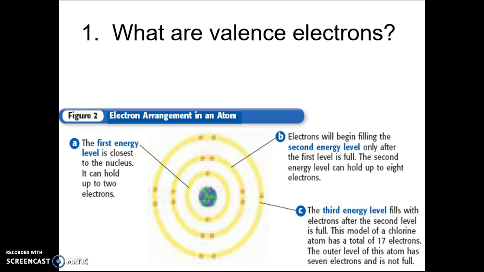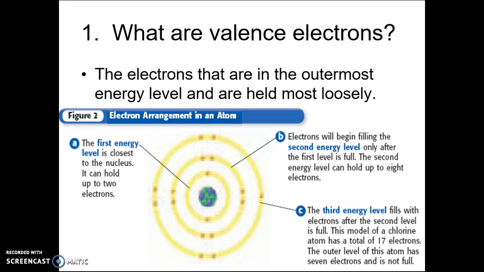We've talked about valence electrons without actually using that term. Valence electrons are those electrons that are in the outermost energy level or the outermost shell. They're held the most loosely. We say that because the closer you are to the nucleus of the atom, the more tightly those electrons are held. They're less likely to leave that atom. The electrons that are in the outermost shell are more likely to leave an atom and perhaps go to another atom instead. So valence electrons are the electrons that are in that outermost shell.